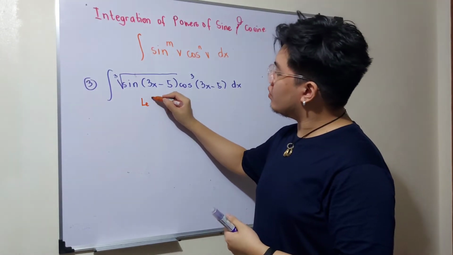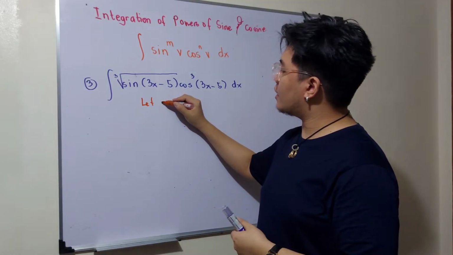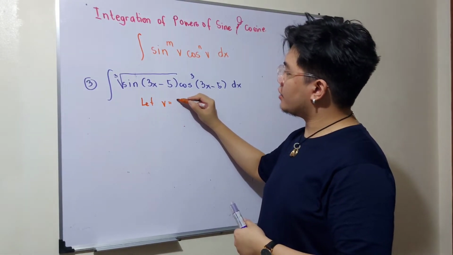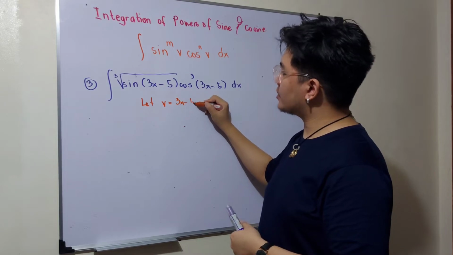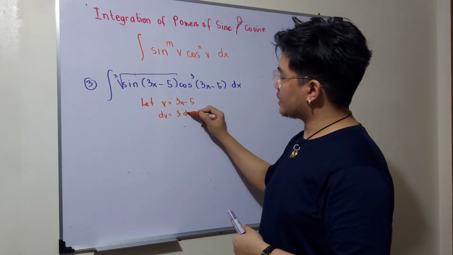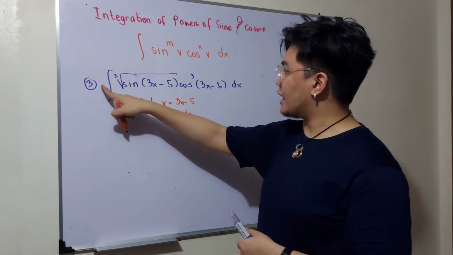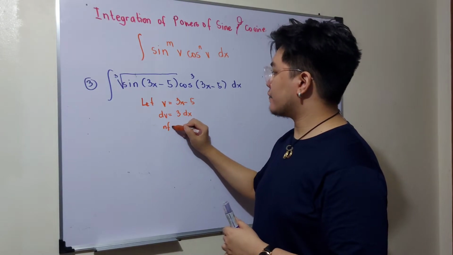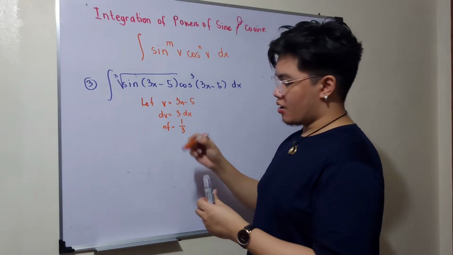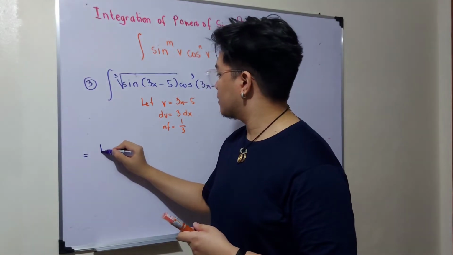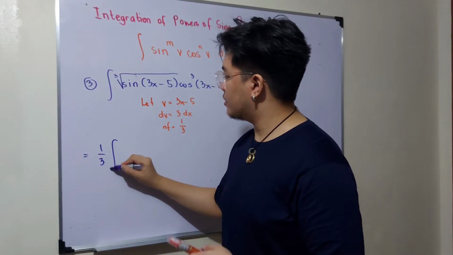Okay, let V be equal to 3x minus 5. So dV is equal to 3 dx. So wala tayong nakikitang 3 na nasa baba. So meron tayong utilizing factor na 1/3. Okay, ayusin natin yung given. So ito 1/3.